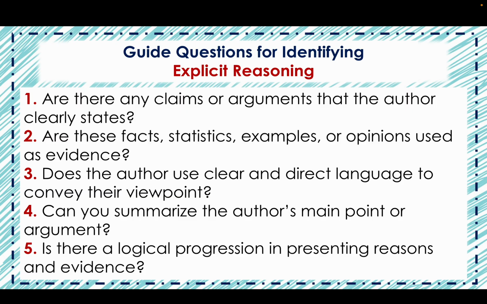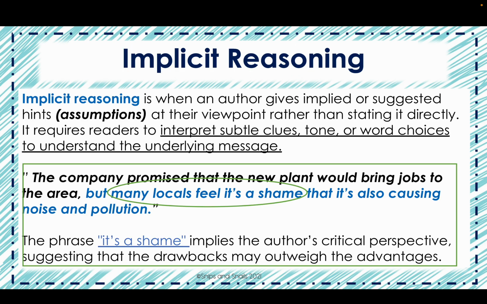Moving on, let's talk about implicit reasoning. Like what I've said, if explicit reasoning is a detailed or a direct statement of the author's ideas or opinions, implicit reasoning is different. Implicit reasoning is when an author gives implied or suggested hints, or what we call assumptions, of their viewpoint rather than stating it directly. It requires readers to interpret subtle clues, tone, or word choices to understand the underlying message.